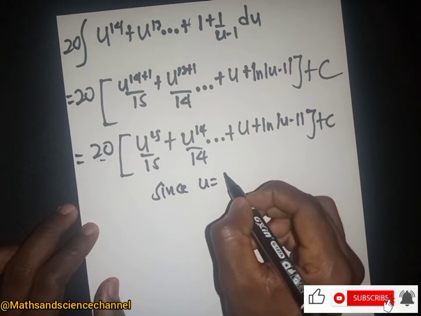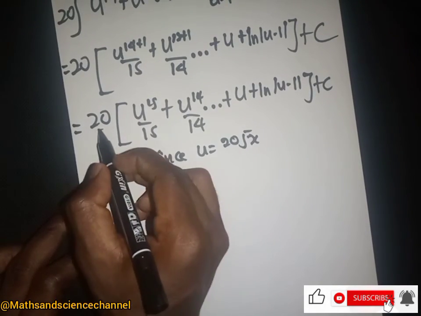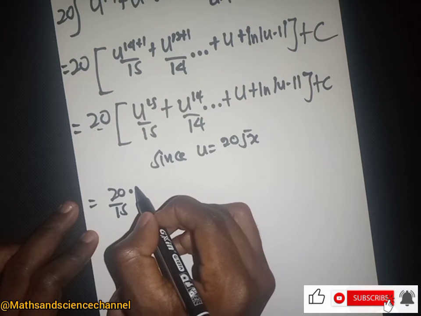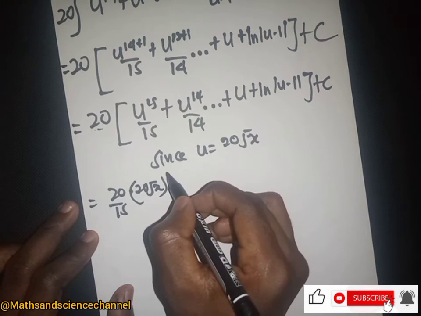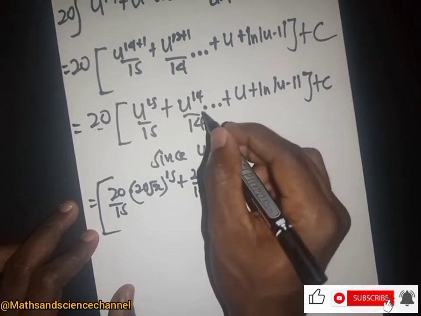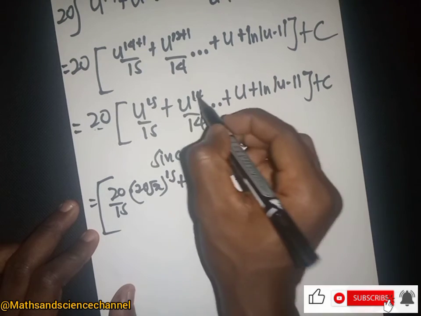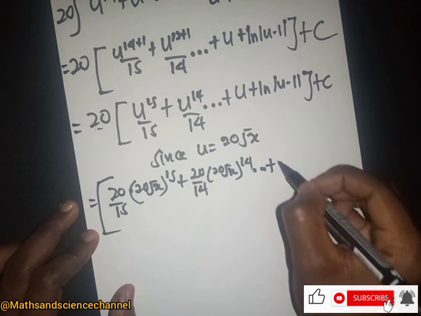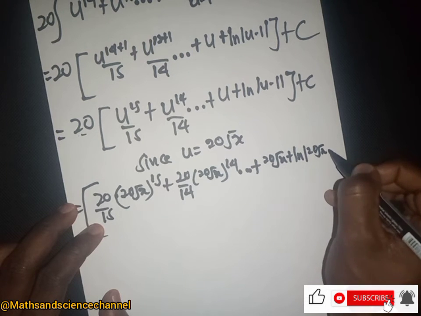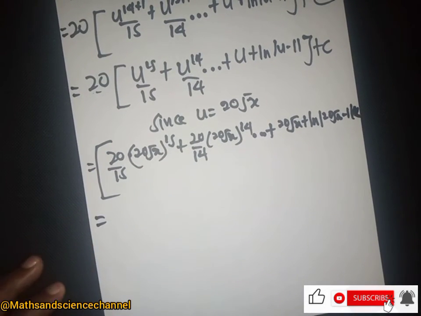But since we said that u should be equal to the 20th root of x, right? Which means that when we multiply through by that, we have 20 over 15 here. Then over here we are just going to get the 20th root of x, then to the power 15, right? That will be for the first part. The second part, we are just going to get 20 divided by 14 here. Then we have u, right? U here is just the 20th root of x, then to the power 14. So we can do that for the rest. Then over here we just have the 20th root of x plus the ln of the 20th root of x, minus 1, plus c. So plus c, right?